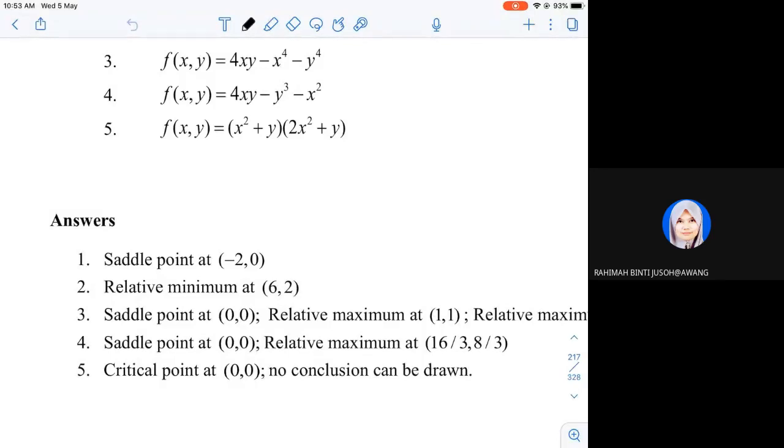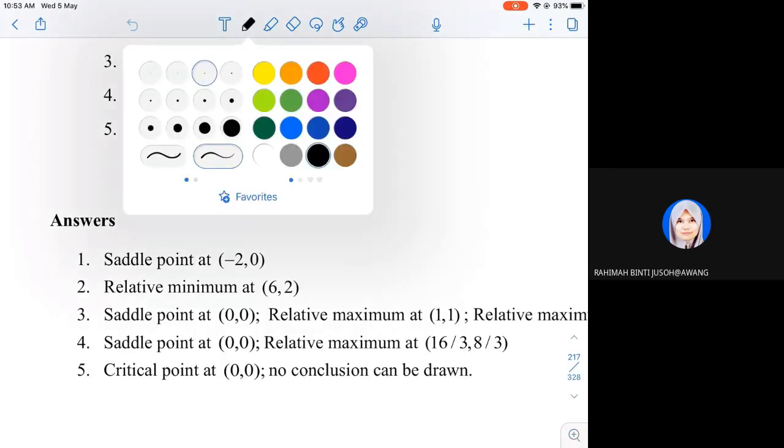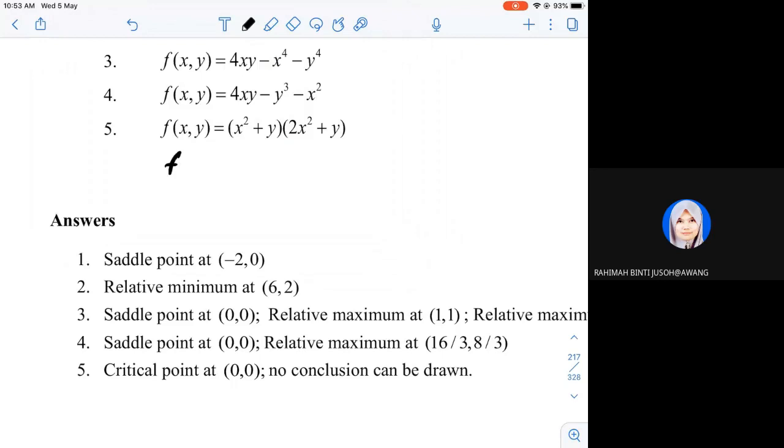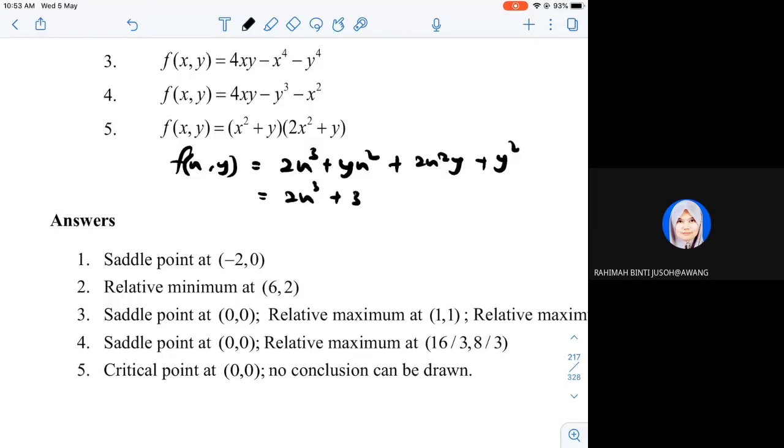So next, yang ni, you boleh nak expand pun boleh. Question number 5 ni. Kalau nak mudah kita expand. So you dapat fxy. Kalau nak pakai product rule pun boleh. Tapi kalau better expand lah. Kalau saya expand je. Okay, so yx squared plus 2x squared y plus y kuasa 2. Macam tu. So you will have 2x cube plus 3x squared y, isn't it? Plus y squared. So that is your function for question number 5.